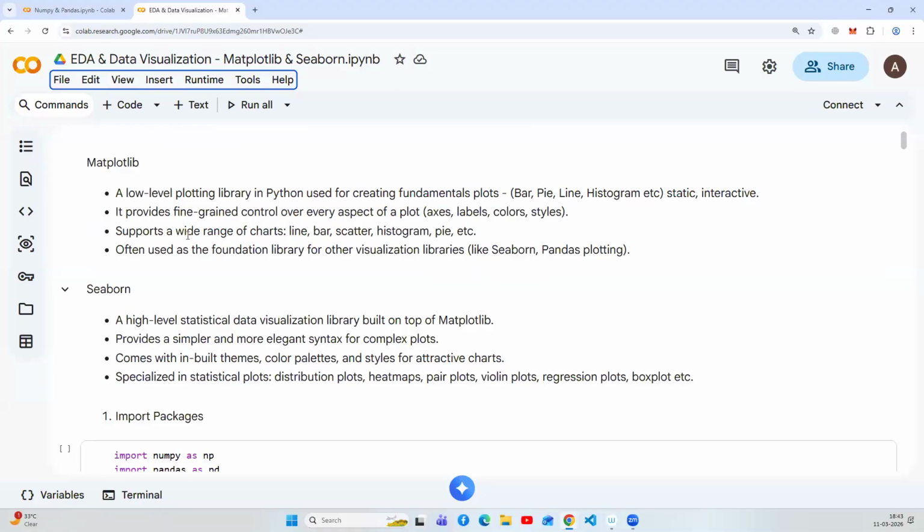We discussed first about Matplotlib, which is one of the libraries in Python that supports fundamental plots: bar graph, line chart, histogram plot, pie chart, scatter plot. These are your fundamentals. Seaborn is for complex plots. They come with built-in themes, color palettes, and styles for attractive charts, specialized in statistical plots like distribution plot, heat map, pair plot, violin plot, etc.